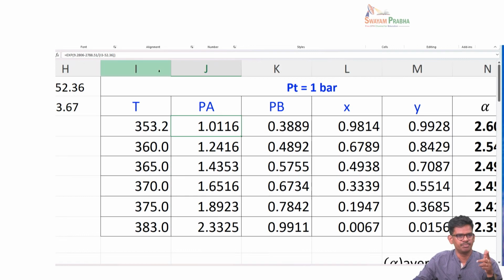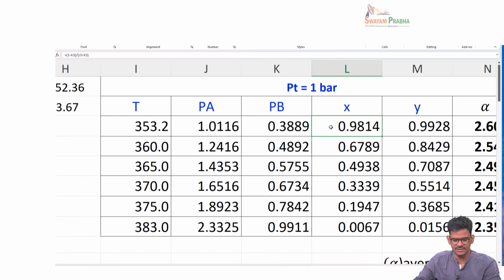So you see this is ln P, so you have to take P equal to the exponential of that term, A minus B by (T plus C). So you can see that for each of the temperatures I have calculated PA, similarly PB, these are vapor pressures.